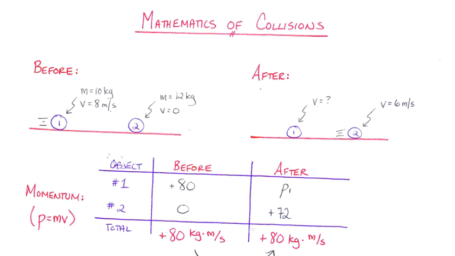It's like if you were standing on a skateboard with a basketball in your hand and then you toss the basketball to a friend. The ball would go one way, you'd go the other way. And these three equations are usually used to describe the conservation of momentum during these collisions.